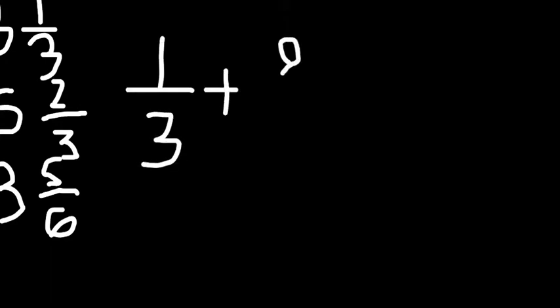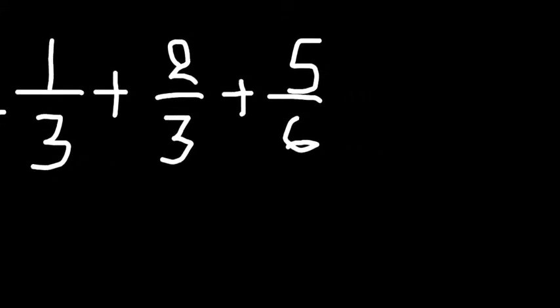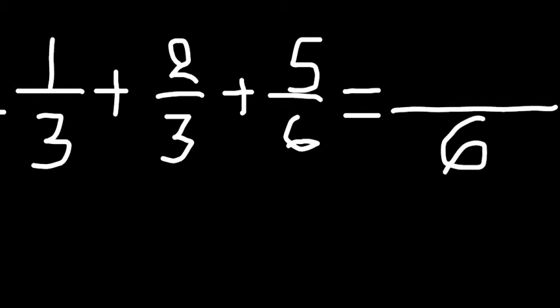Alright, so you have 1/3 plus 2/3 plus 5/6. Okay, so we want to add these three fractions all at the same time. Alright, what's the least common denominator? Notice here, 6 works for 3, again for the other 3, and 6 works for 6. Okay, so my least common denominator is going to be a 6.